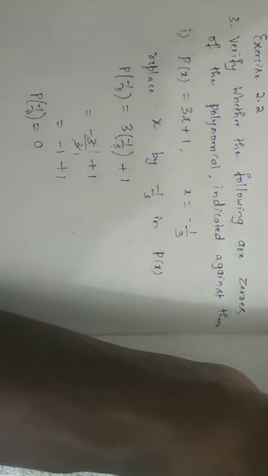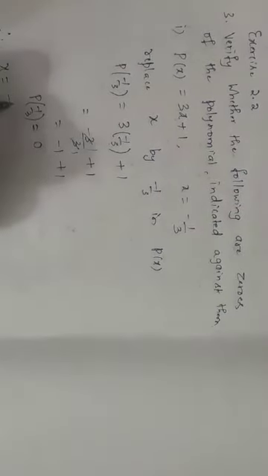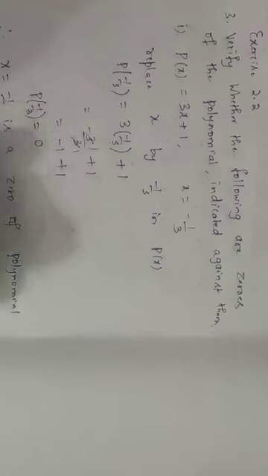So therefore x is equal to minus 1 by 3 is a zero of the polynomial p of x is equal to 3x plus 1, correct? So this is the conclusion. What is the conclusion?